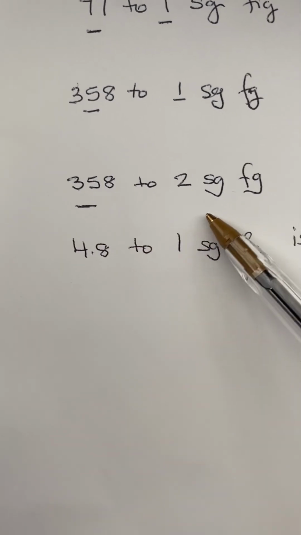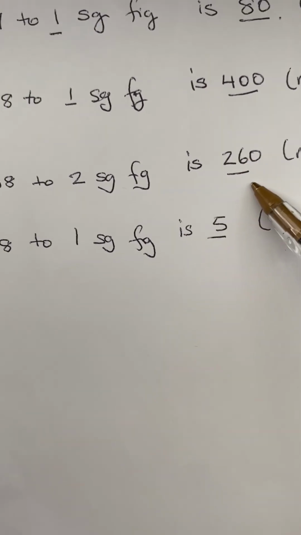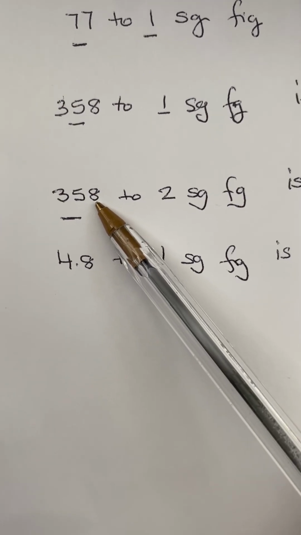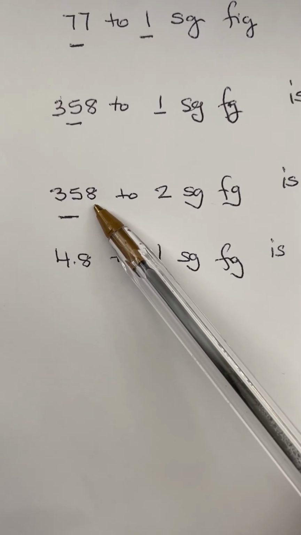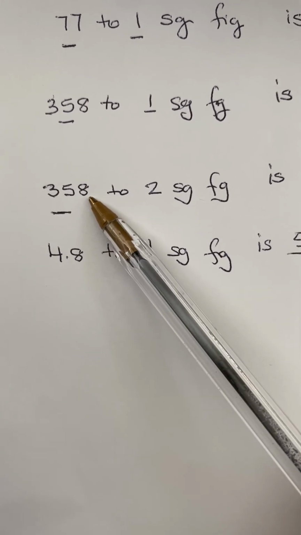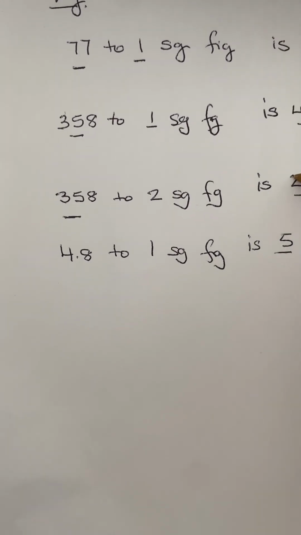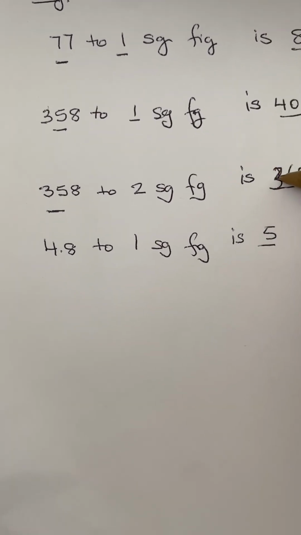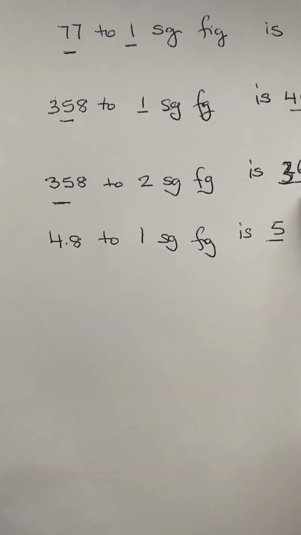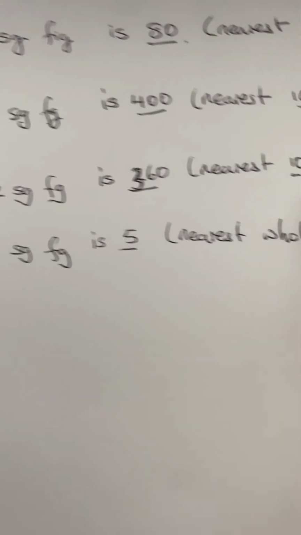358 again to 2 significant figures is 360, as I've just said. So look at it, the 8 is greater than 5. So we have 360. Okay, so now to the nearest 10.